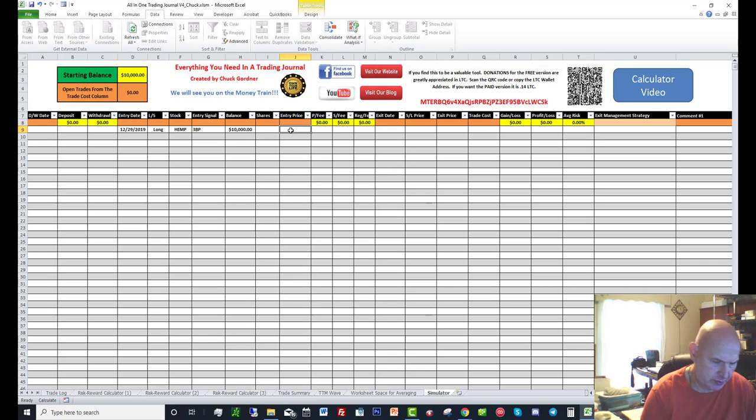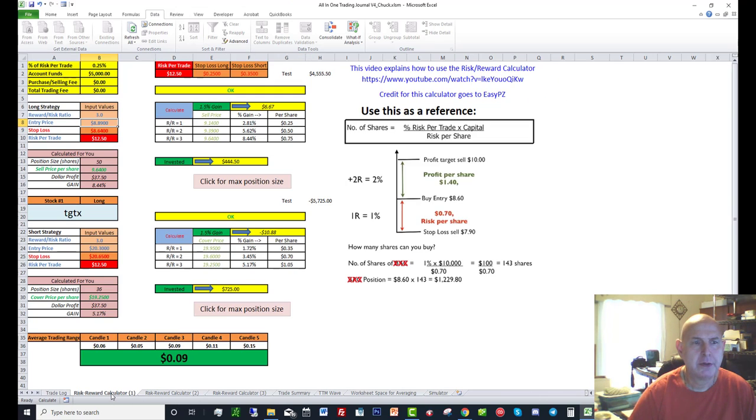My entry price was $8.89. The amount of shares I could take would be 50. Again, you could calculate that out and determine what your risk reward is for 1R, 2R, or 3R. In this case, we can do 50 shares with a risk per trade of, excuse me, $12.50 for the overall trade, and my stop loss is $8.64.